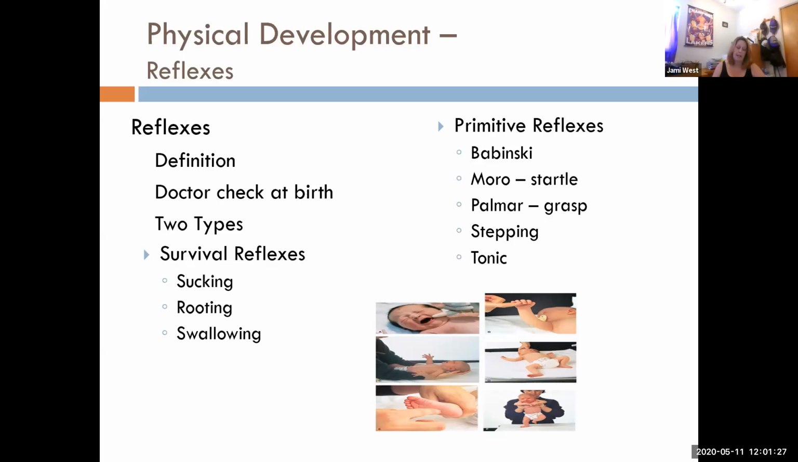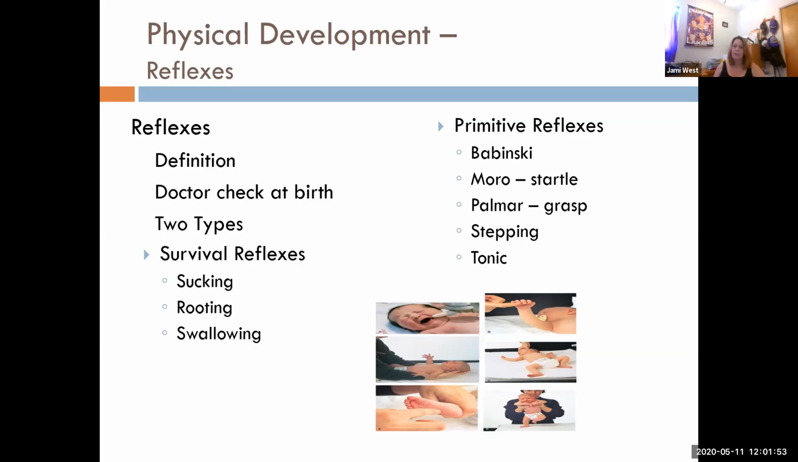Stepping is another reflex. That is the bottom right one here. If you hold a baby up by their armpits, their legs will automatically start to step. It doesn't mean they're ready to walk. This is a reflex, and it usually lasts until 2 or 3 months.